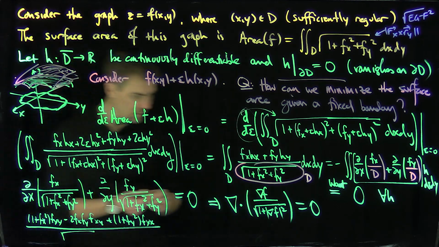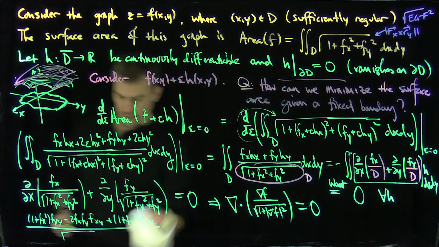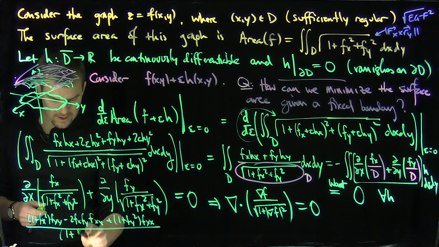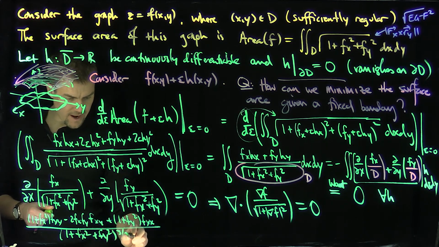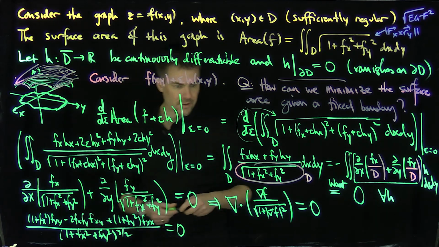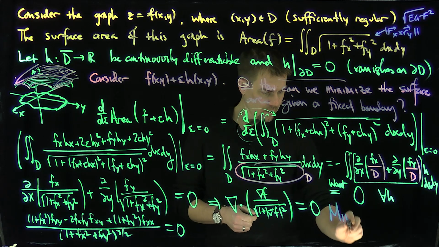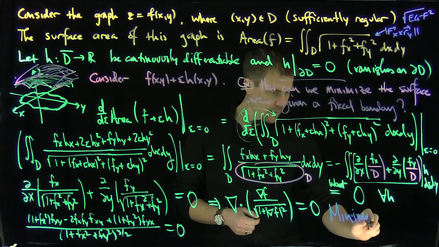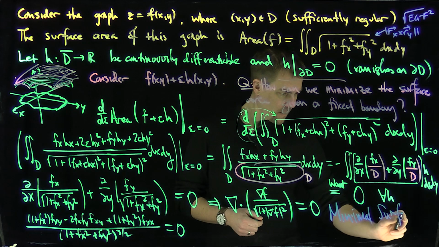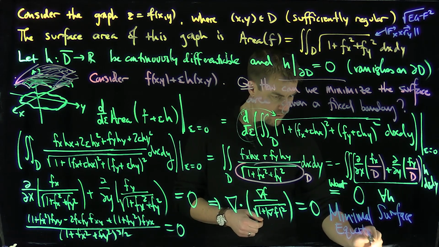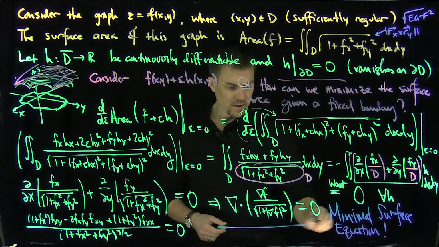I'm going to write to the power 3/2, right? So let's write this as a power over here. So it's going to get 1 plus fx squared plus fy squared to the power 3/2. And this equation over here is called the minimal surface equation. So this is our minimal surface equation. Okay, great. That's our minimal surface equation.